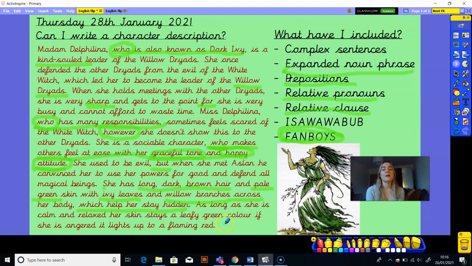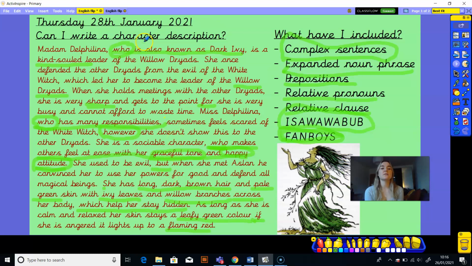And then lastly, we've got, as long as she is calm and relaxed, her skin stays a leafy green colour. So leafy green there. If she is angered, it lights up to a flaming red. Now I have got if there, which is in my I saw or above. So we have got some complex sentences. Now we have got some complex sentences because we've also included some relative clauses as well. I'm going to just underline flaming red there as well.